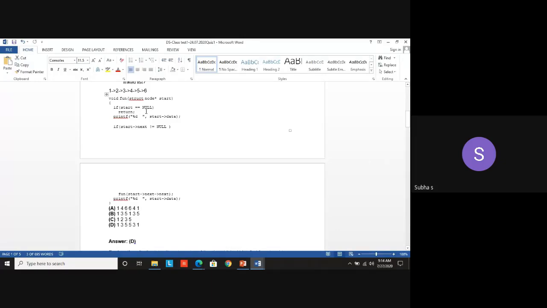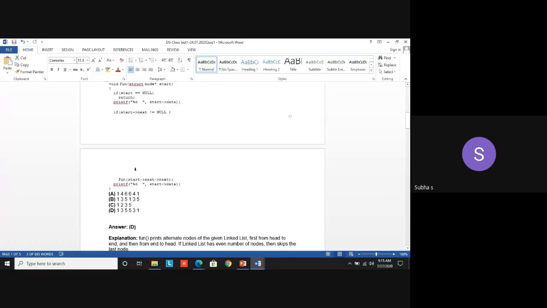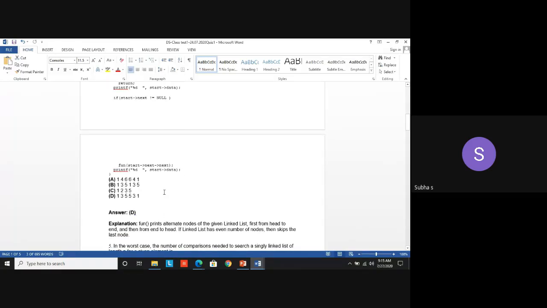If start equal to null return, this is a default statement you have to give, because you have to check whether you have some node in your list or not. Then you are printing the start data. If start next not equal to null, start arrow next. If you are currently pointing to the first element, start arrow next will point to the second element. That second element's arrow next will point to the third element. So this function will print alternate nodes from the head to the end.